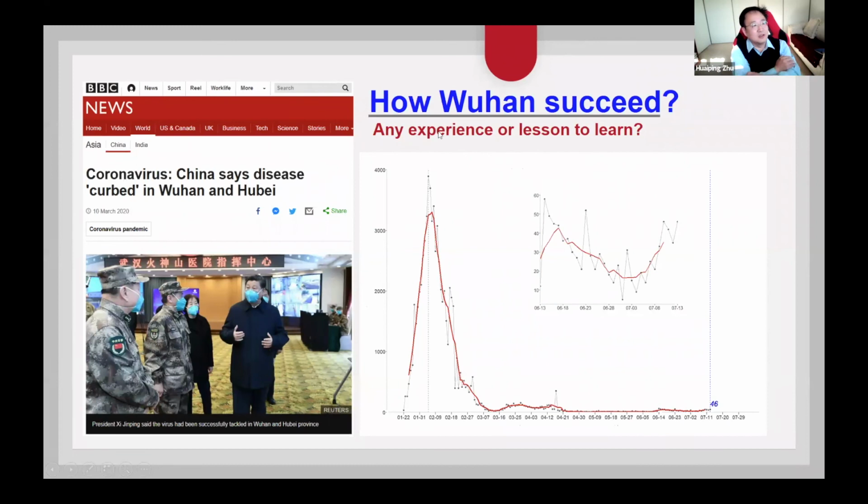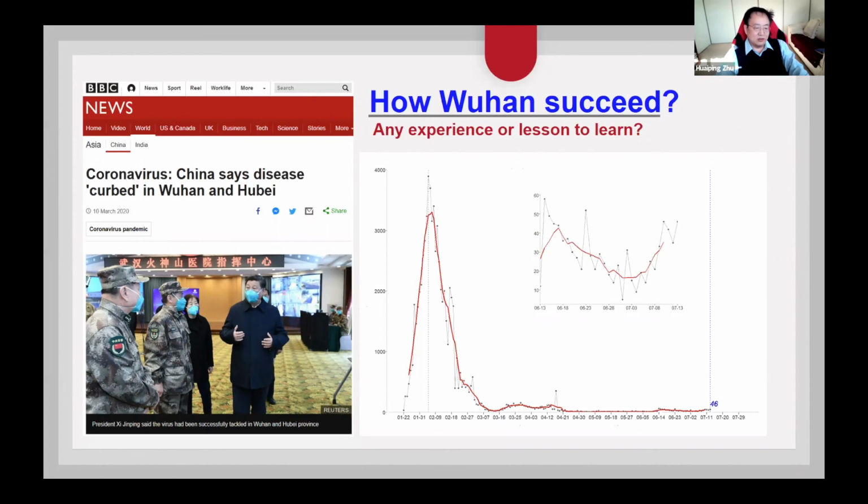As I mentioned, for the experience in Wuhan, we are interested in how they succeeded in fighting the virus. If you look at the data, this is the earlier data, in fact only till July 11th. The first part starts from January 22nd. The reason I started from here is that we have another study about before lockdown, so here we only look at after lockdown, which was January 23rd.